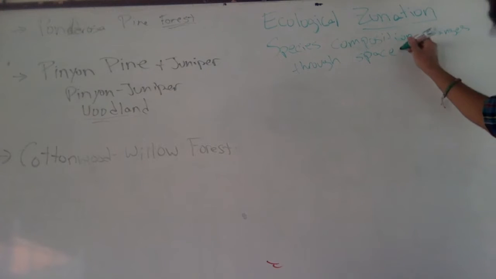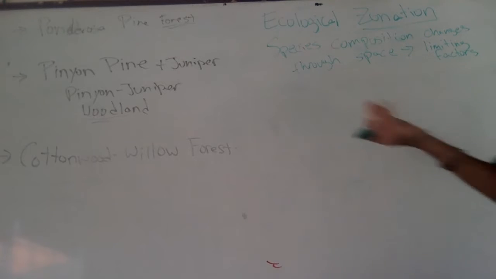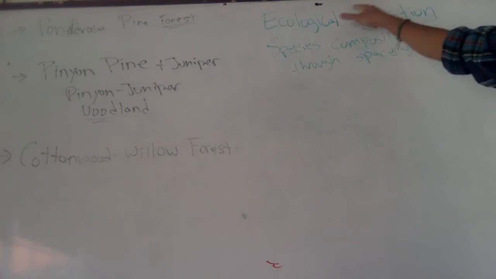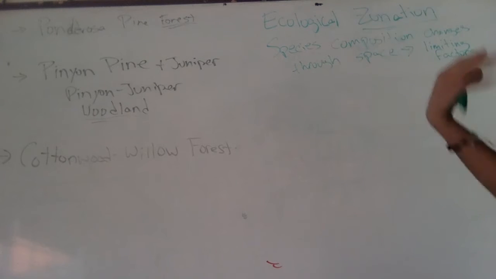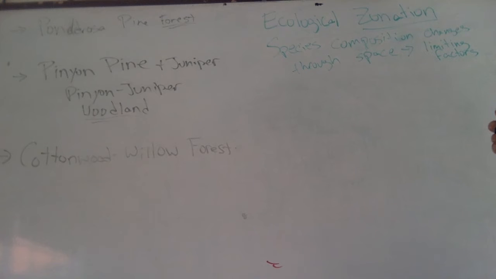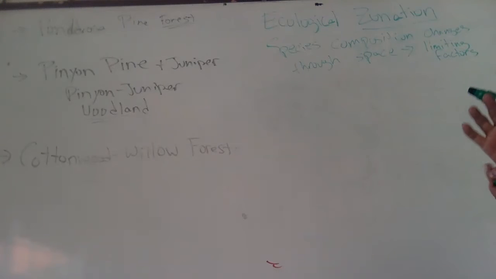So this is affected by limiting factors, right? Those factors like temperature, sunlight, water, and soil types will change throughout space. And so the zonation, the abundance of organisms, will change in relation to those factors. You can see this in a lot of different ways, right? We could see this going further or nearer to a river as the soils change in their moisture.